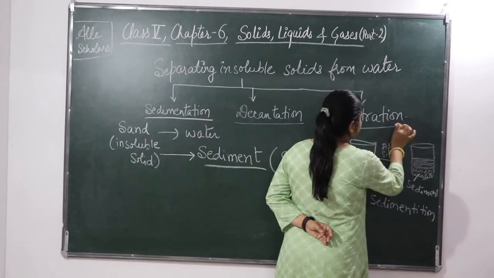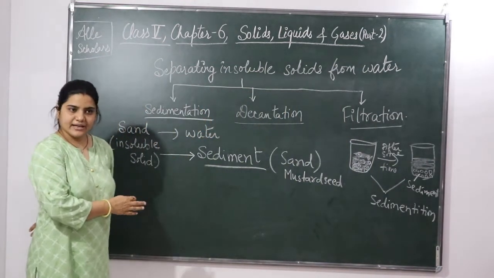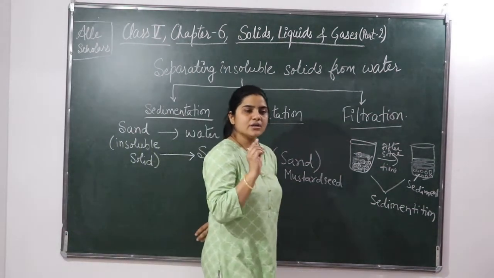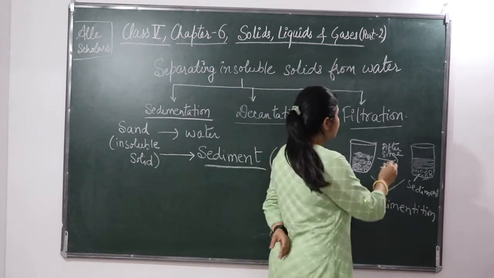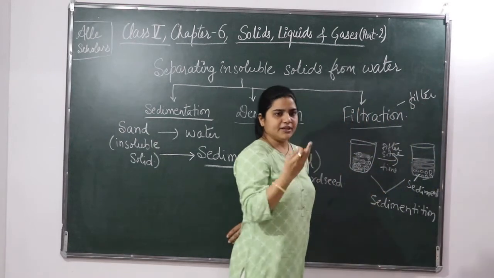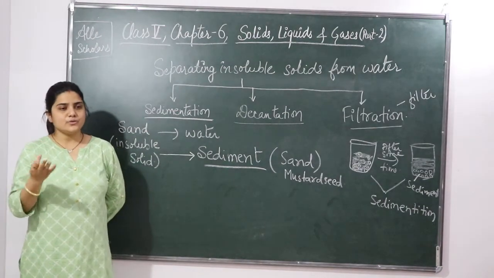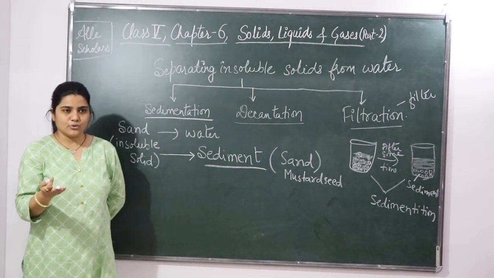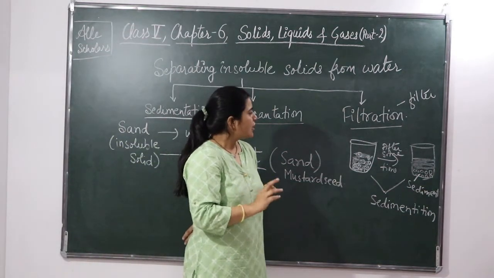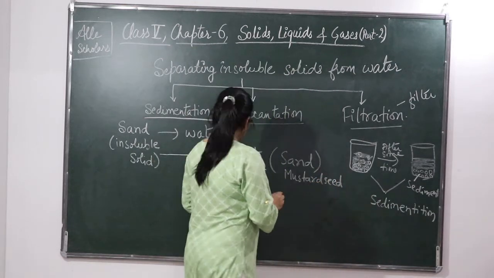Now comes filtration. Filtration is just like decantation, but in filtration we use a filter. That filter can be a filter paper, or sometimes you must have seen that we use cloth, fine cloth, at our home to remove some sediments. So filtration is a process in which what we have to do, let's see.